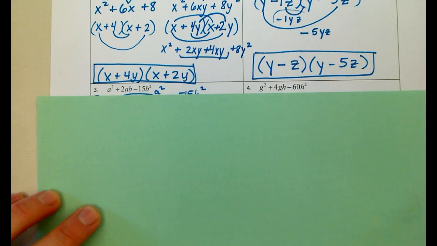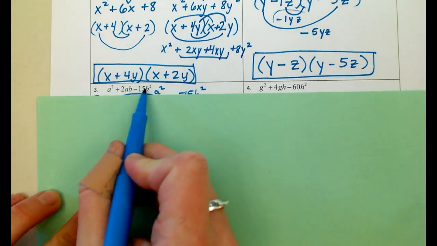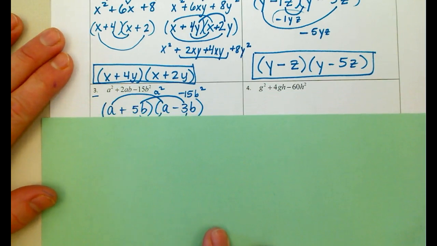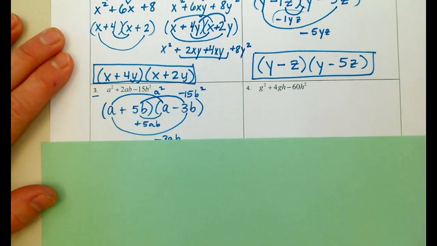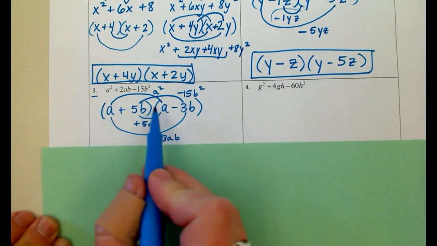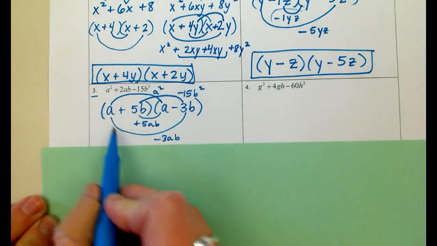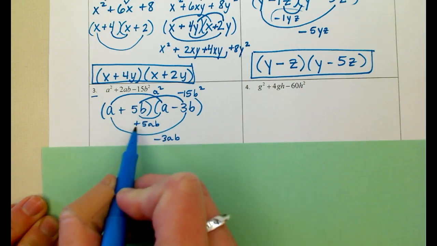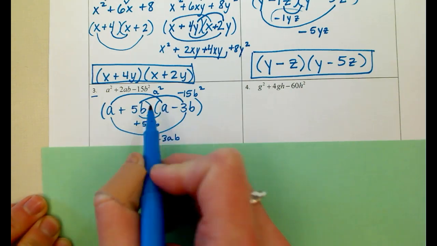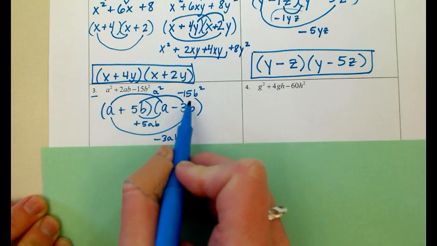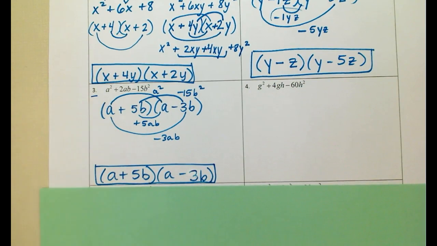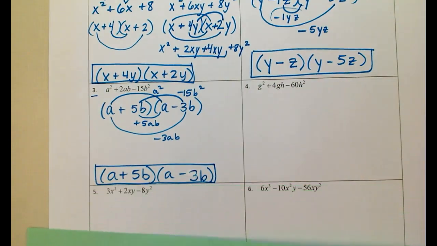All right, with this problem, I was looking for what multiplied to my negative 15, but added to positive 2. In this case, 5 and negative 3. I multiply back to check my work. A times a is a squared. A times negative 3b is negative 3ab. 5b times a is positive 5ab. And 5b times negative 3b is negative 15b squared. So my final answer was a plus 5b times a minus 3b.